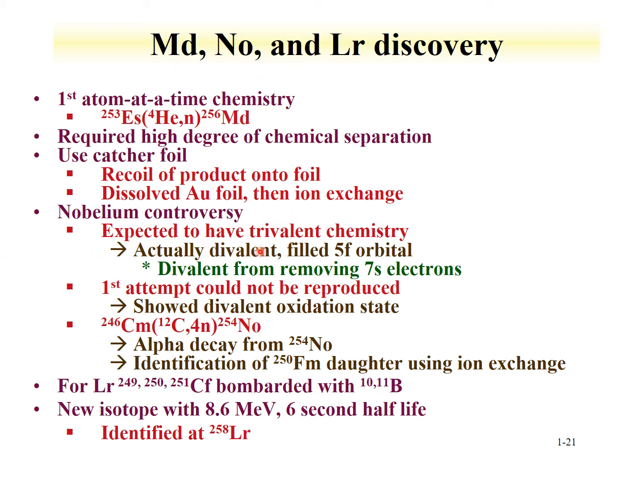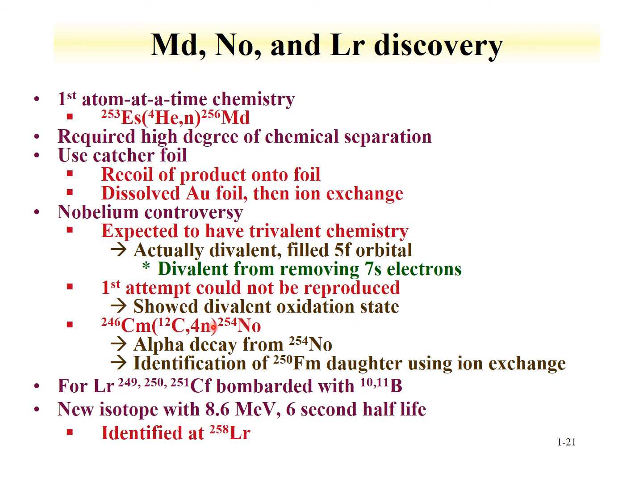It was expected to have trivalent chemistry. It's actually divalent if you look at how the electrons are filled. By the time you get up to nobelium, so element 102, you have a filled 5f orbital, so 14 5f electrons, and these two 7s electrons are open. So one could remove those two 7s electrons relatively easily. You have a divalent oxidation state, but trying to remove an electron from a filled f orbital is difficult. So nobelium had this divalent oxidation state. The first attempt cannot be reproduced.